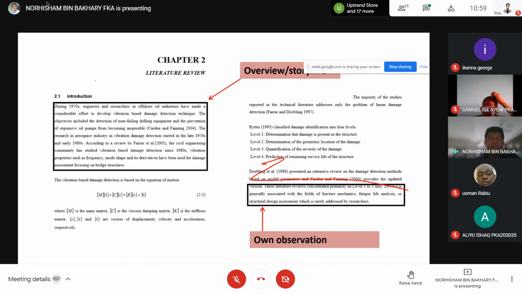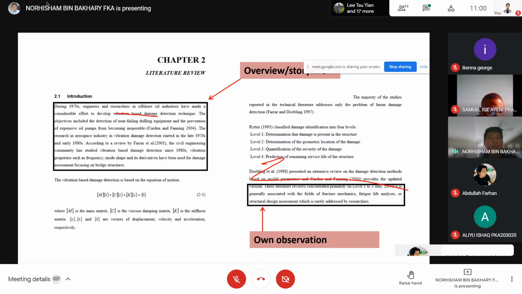Since my area is vibration, let me write about the history of vibration. I write that during the 1970s, engineers and researchers in the offshore oil industry made a considerable effort to develop vibration-based damage detection. So my area is the vibration-based damage detection technique. The objective included detecting near-failing drilling equipment. So last time, people used it to detect faults in drilling equipment and prevent expensive oil platforms from becoming inoperable.